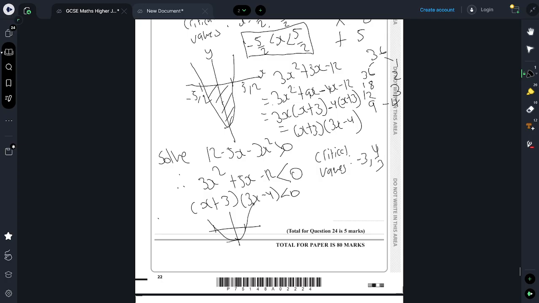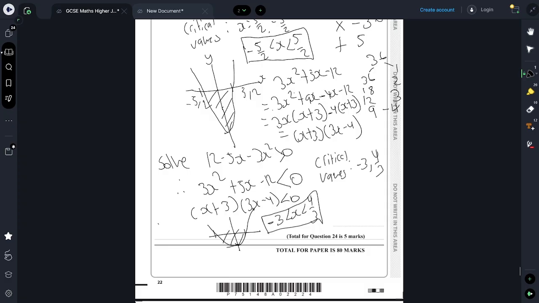If you sketch this quadratic here, if you plot the critical values, the x intersections here, and the y intercept is clearly going to be minus 12, that's what the graph's going to look like. And again, we want this to be less than 0, which is strictly when y is below the x-axis, so here. And this will happen again when x is strictly between these critical values, right? So minus 3 is less than x, less than 4 over 3. So that is our other solution.